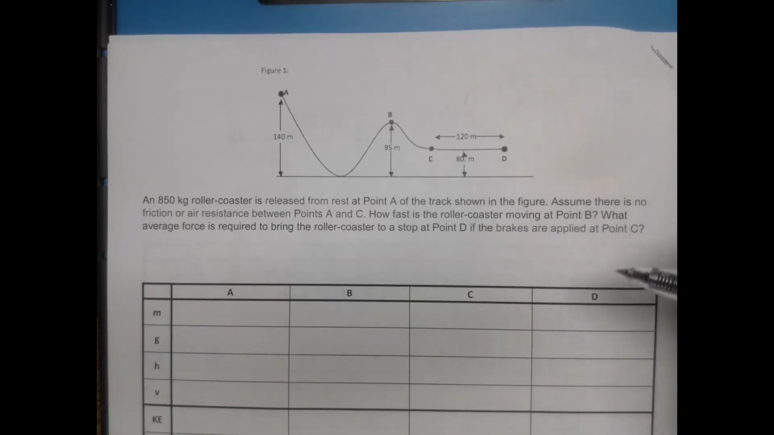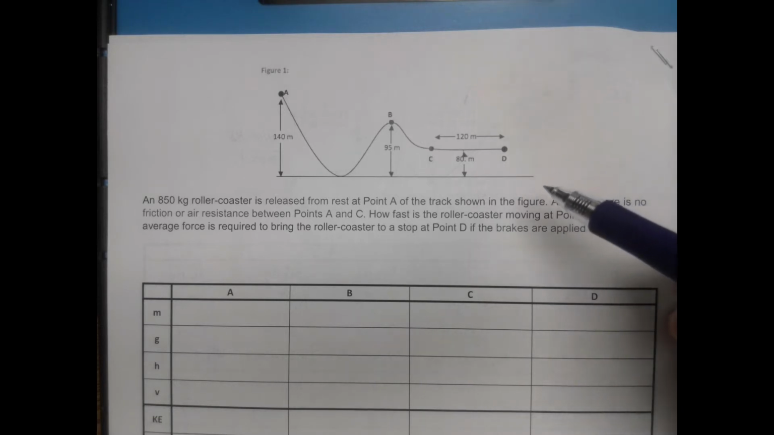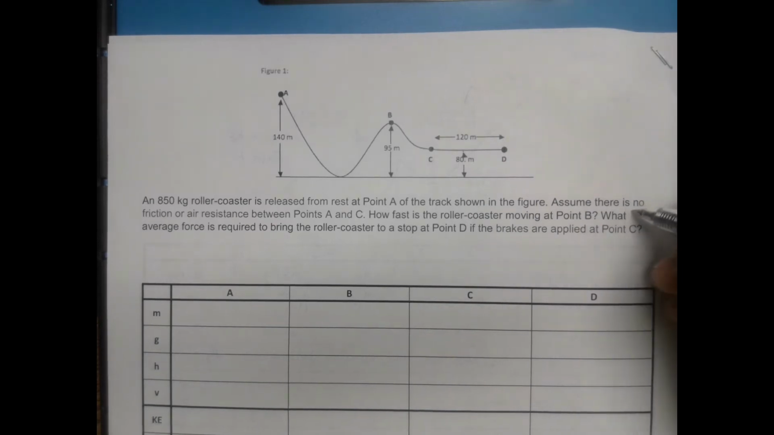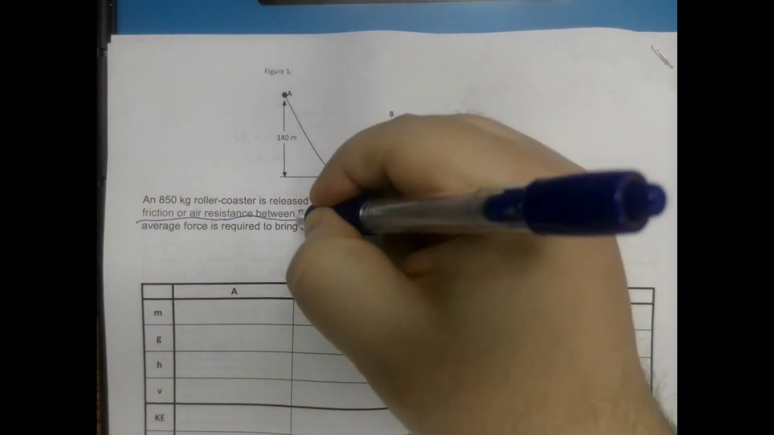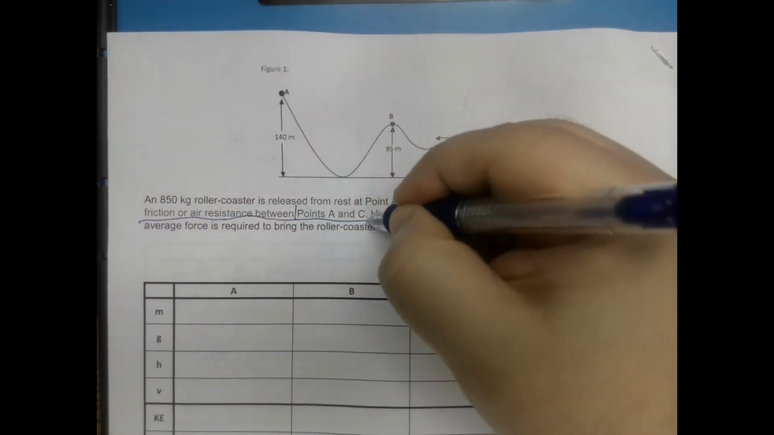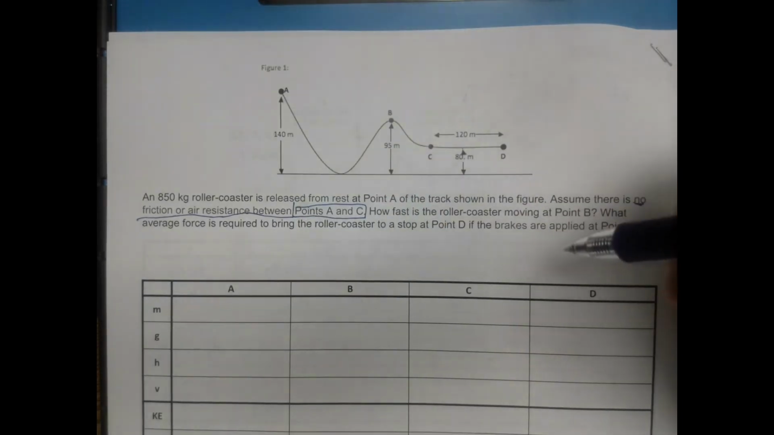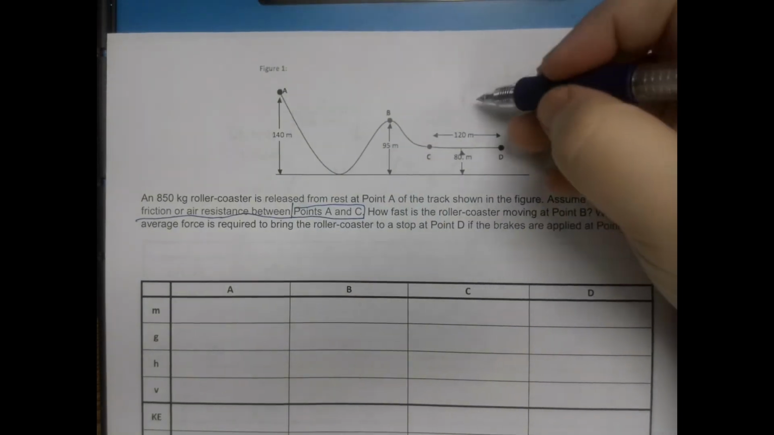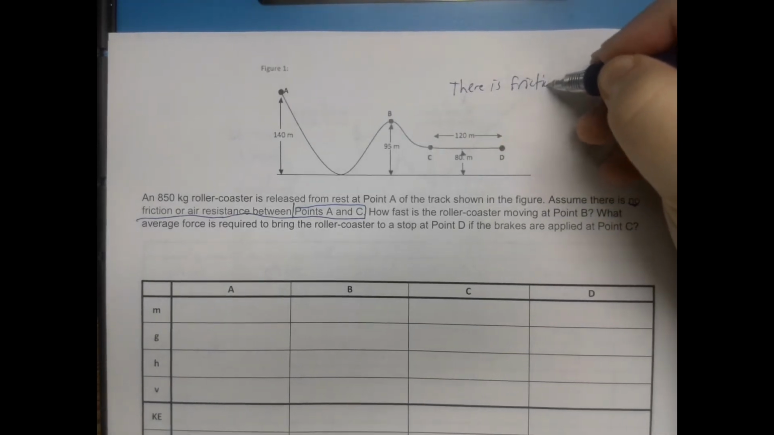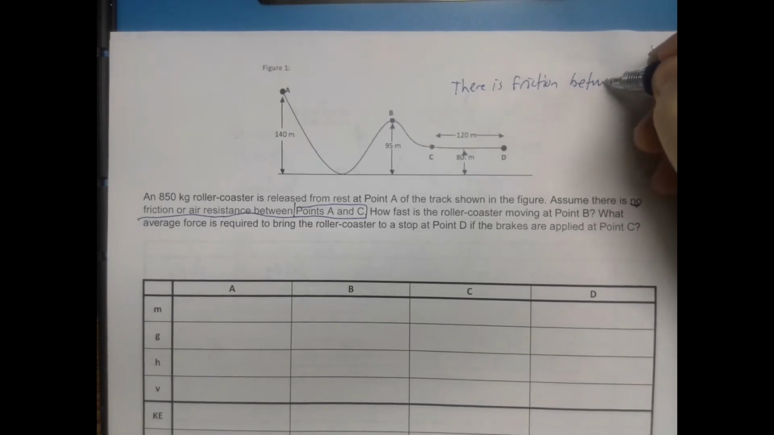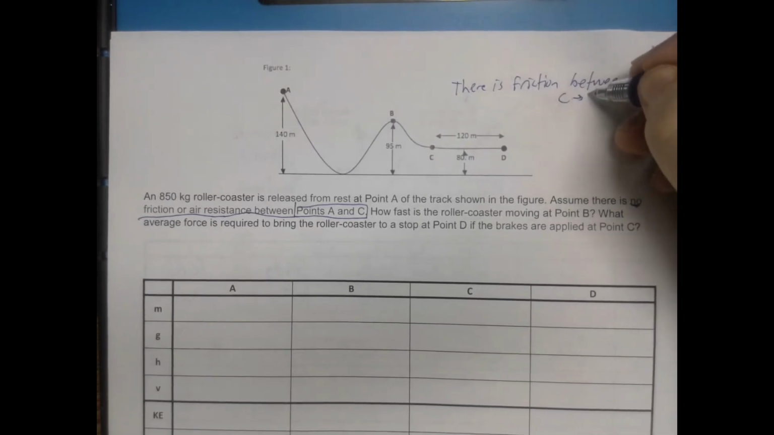So let's read carefully. An 850 kilogram roller coaster is released from rest at point A of the track shown in the figure. Assume there is no friction or air resistance between points A and C. I should write also, there is friction between C and D.